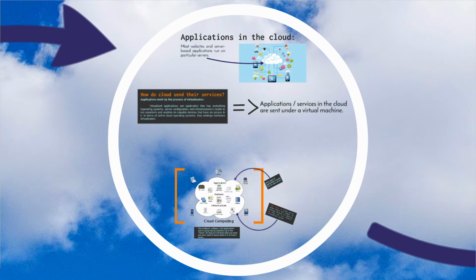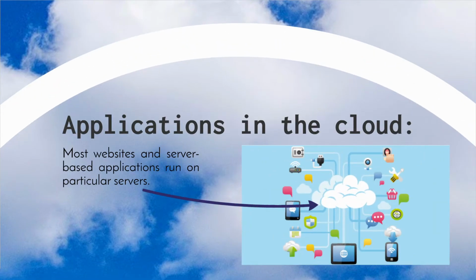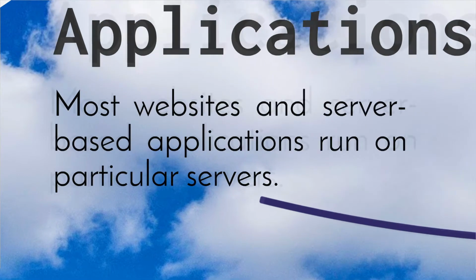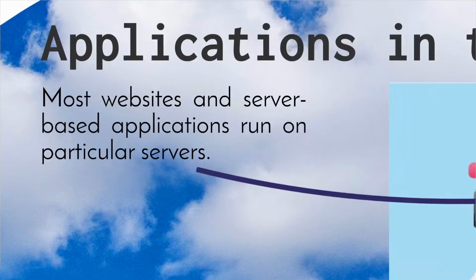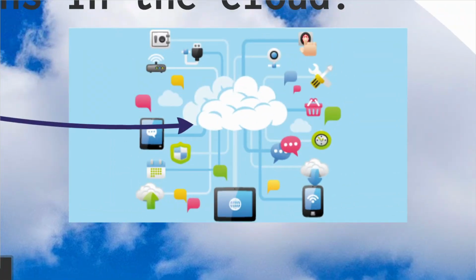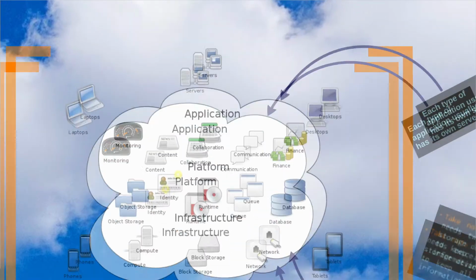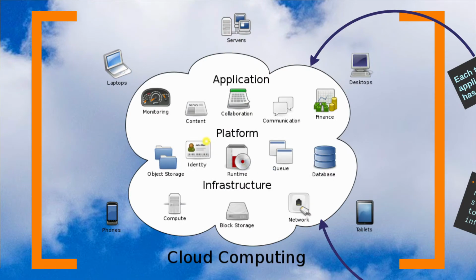Now we focus on various applications in the cloud. Where and how exactly are these applications stored in the cloud? Most websites and server-based applications run on particular servers. See this architecture of cloud computing. It includes all three services such as infrastructure, platform, and application. Various applications are in the application layer, while object storage, runtime, database, and integrated development environments are used as a platform as a service.